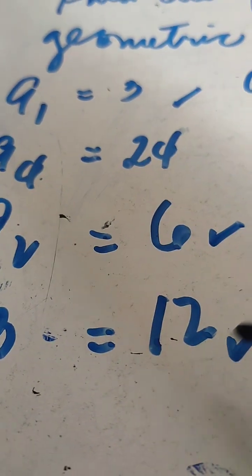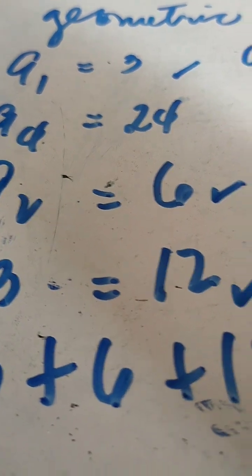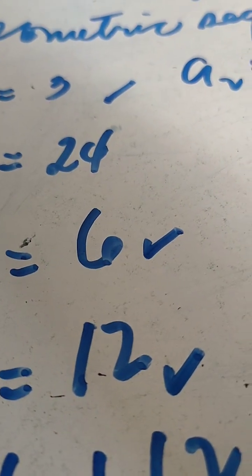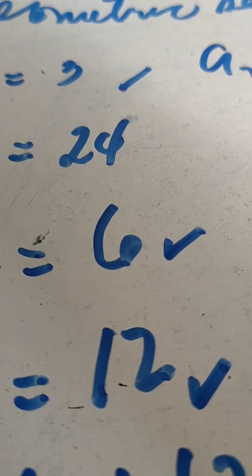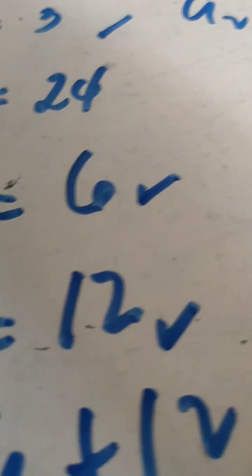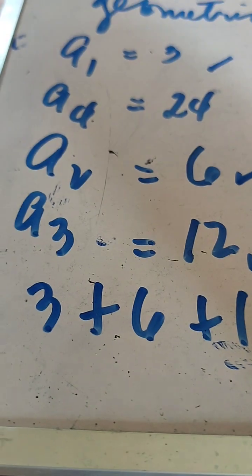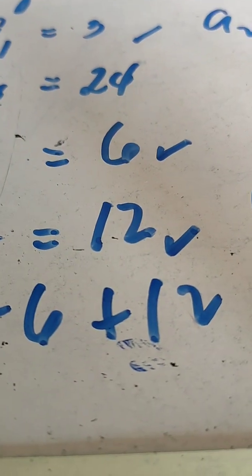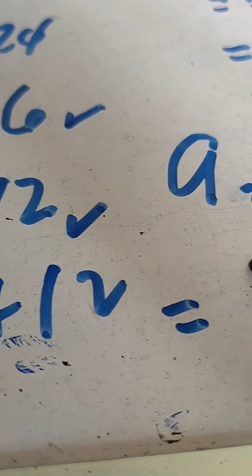What is 3 plus 6 plus 12? 3 plus 6 plus 12, that is equal to how much? It is the sum of the first 3 terms now. If we're going to add it, 9 plus 12 is equal to 21. So that is our answer.